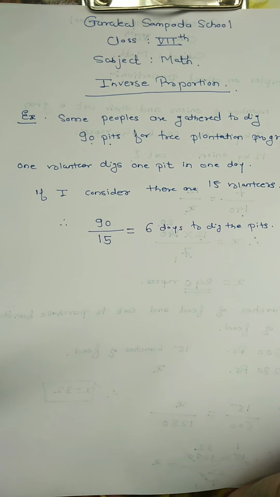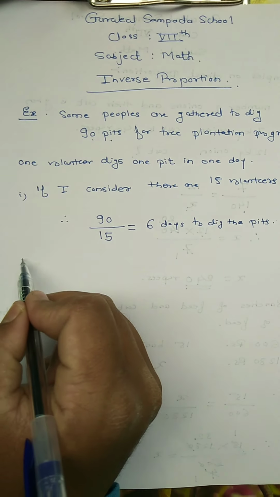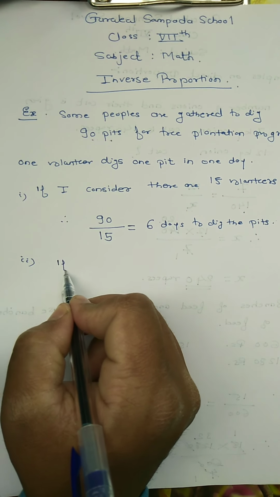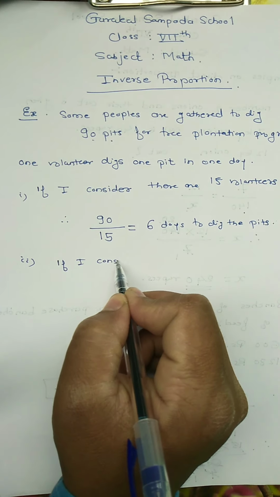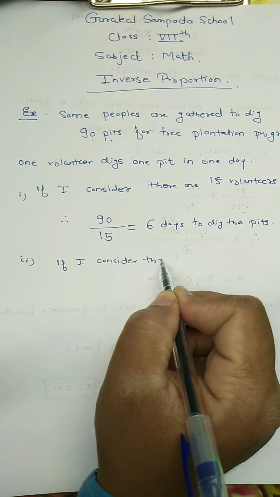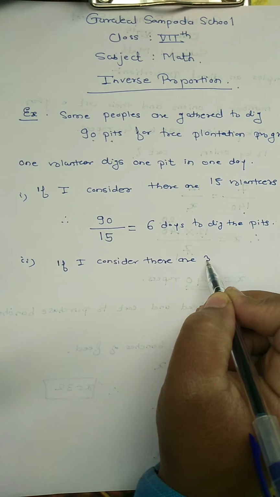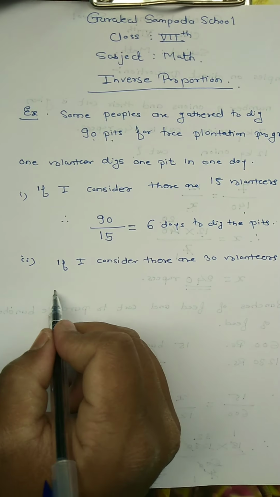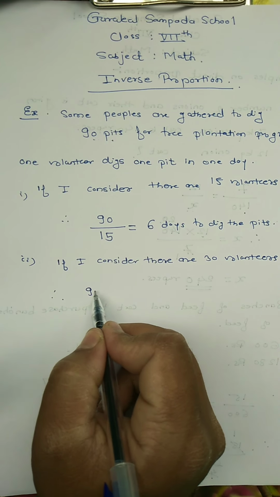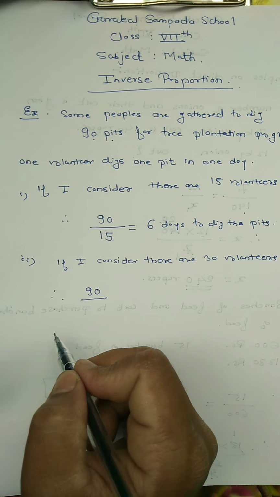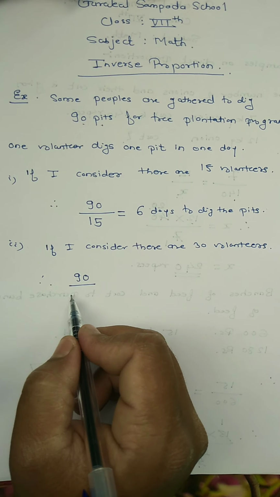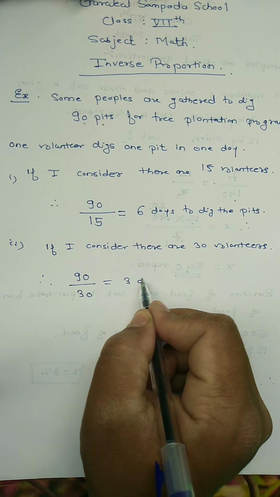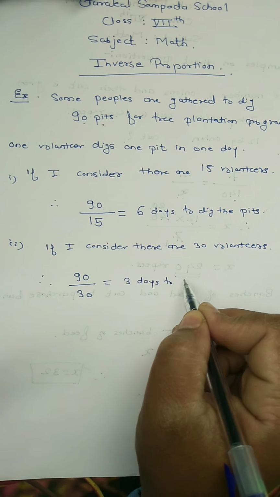Now the second case: if I consider, instead of 15, 30 volunteers, how many days will they require? We know that the total holes we want to dig are 90. Divided by the number of volunteers, now 30, it will require 3 days to dig the pits.